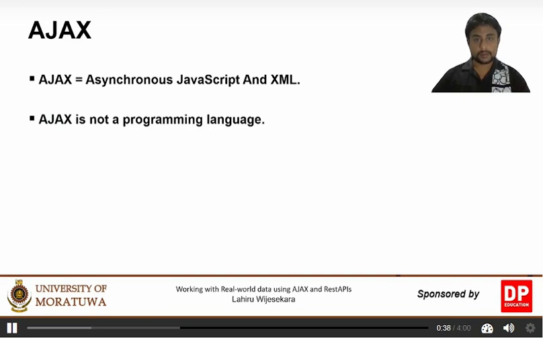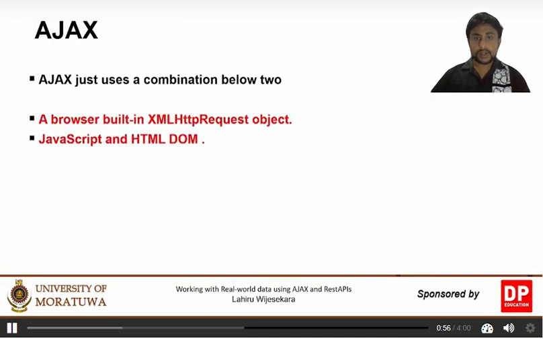Ajax. The meaning of Ajax is asynchronous JavaScript and XML. You should know that Ajax is not a programming language. Then what is Ajax? Ajax has below two features as a combination. In a nutshell, it is the use of the XML HTTP request object to communicate with servers.